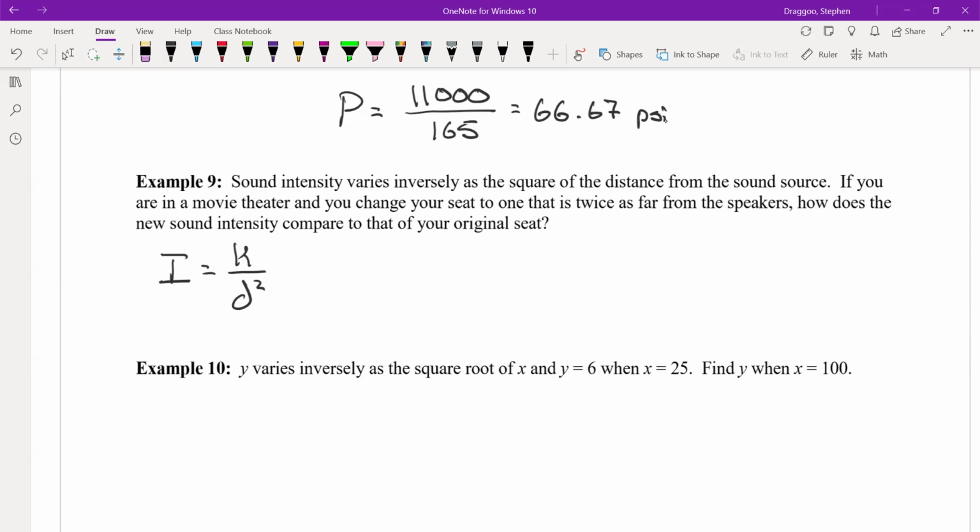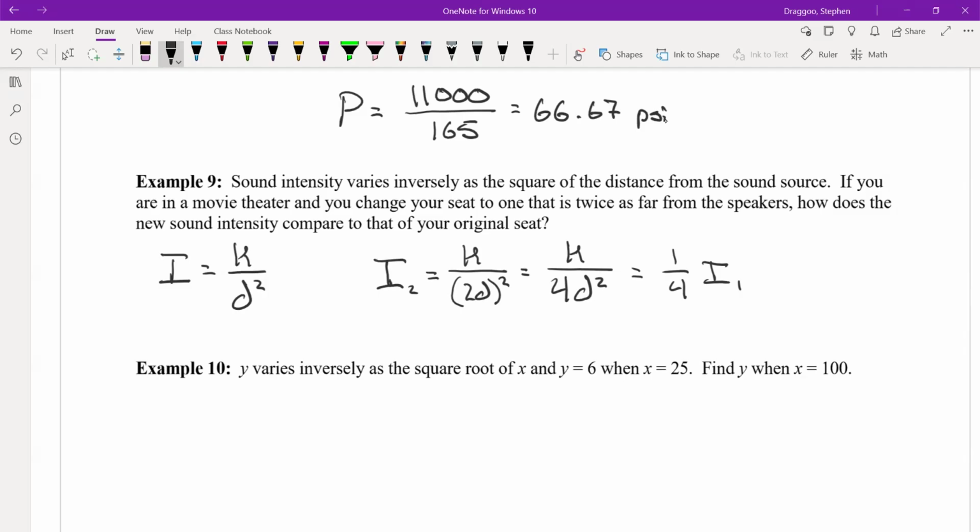I2, our second sound intensity, is equal to K over 2D squared, because we're going to double the distance away that we go. So this is going to look like K over 4D squared, the initial intensity. So this is 1 over 4 times I1. K over D squared being I1, K over 2D squared being I2. So the second intensity is only a quarter of the original intensity.